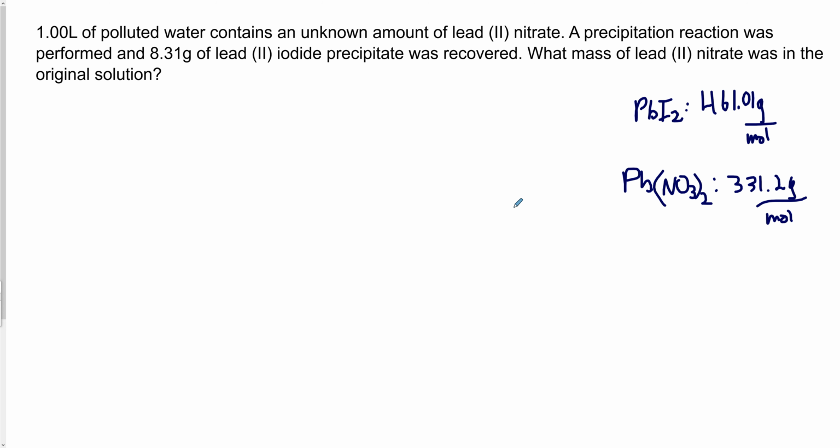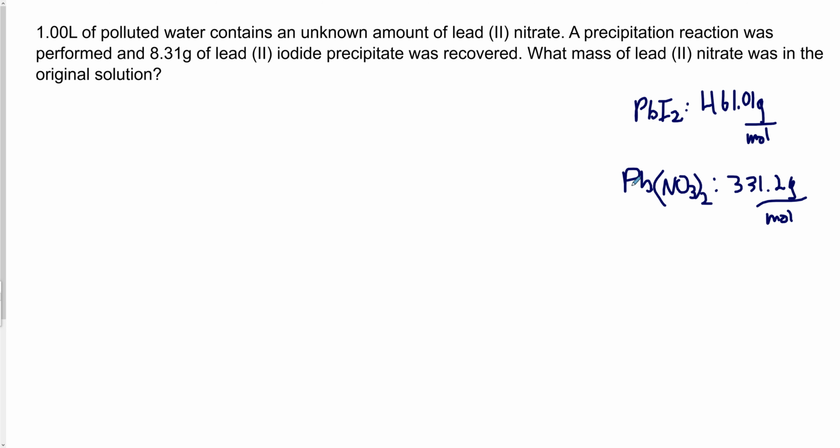So 1.00 liters of polluted water contains an unknown amount of lead 2 nitrate. A precipitation reaction was performed and 8.31 grams of lead 2 iodide precipitate were recovered. How much lead nitrate was in the original solution? So we want to know the mass. So we need to get grams of lead nitrate. So first thing I'd want to do is figure out the relationship between lead nitrate and lead iodide.